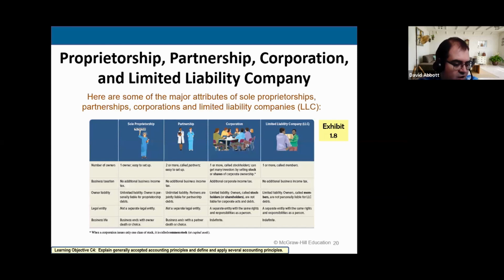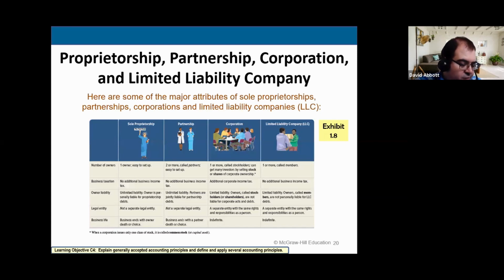So you could have a corporation, also called a C corporation, but again, there are other types of corporations out there. A corporation is a business that is legally separate from the owner or owners, meaning it's responsible for its own acts and its own debts.